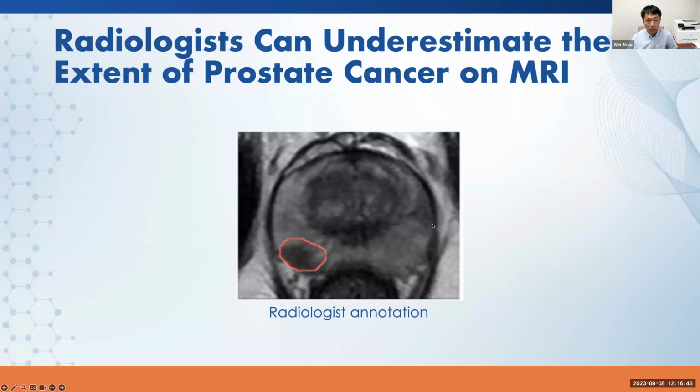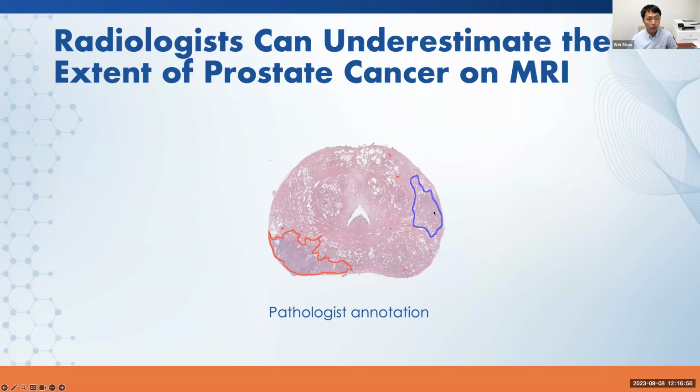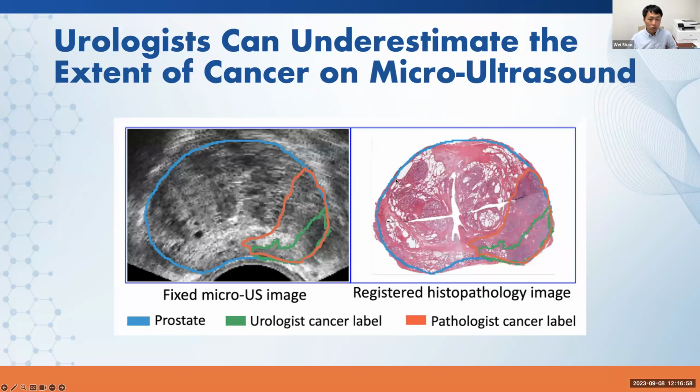So the conclusion is that, if we train our models only using radiologist lesions, it's not sufficient, because first they may underestimate the lesions, and also very likely they will miss some of those lesions. And that is also true for micro-ultrasound reading. Here I'm showing the ground truth cancer mapped from the histopathology image of this patient. And the green outline is the outline from our urologist.